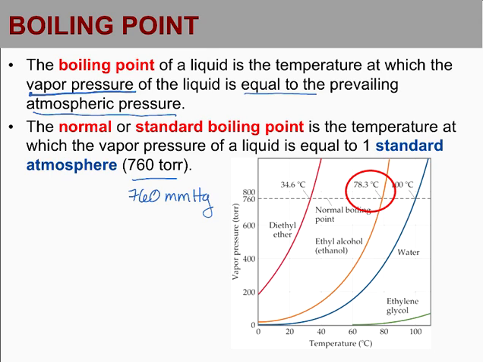So the normal or standard boiling point is the temperature at which the vapor pressure of a liquid is equal to 1 atmosphere. So again, we're boiling water and we put a lid on top. And once we have enough gas molecules that the pressure reaches 1 atmosphere, that's when the water starts to boil.